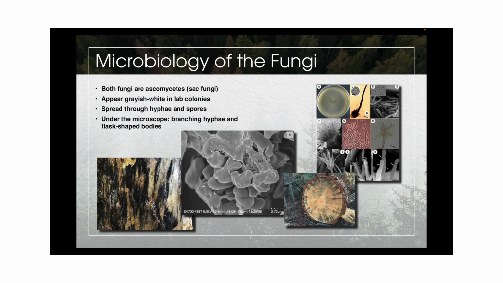Let's talk about the microbiology of the fungi. These fungi are ascomycetes, or sac fungi. In the lab, they look like pale gray colonies. Under a microscope, they form spores and branching threads. They're harmless to humans, but they're deadly to trees. And once they're inside, they overpower the tree's defenses and block water transport, drying the tree from within.